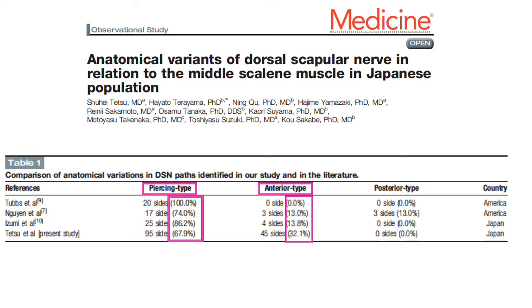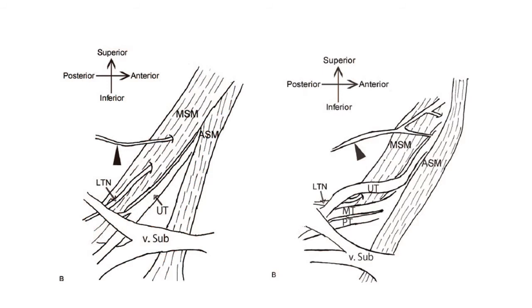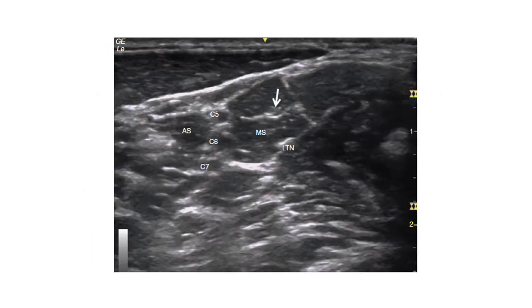However, it's not so simple. In the Japanese population, a group of Japanese doctors studied the anatomical variants of the dorsoscapular nerve. They found that apart from the piercing type, which is quite common, there's also another type called the anterior type. By anterior type, I mean it does not pierce the middle scalene muscle, but just runs superficial to the muscle before turning to the back of the body.